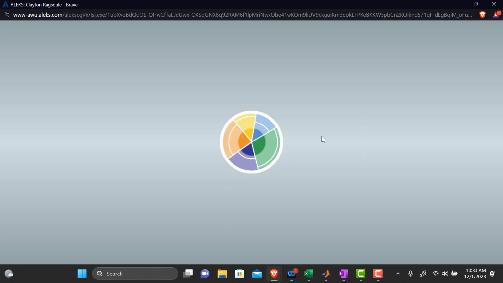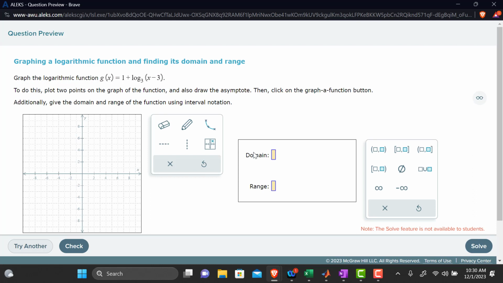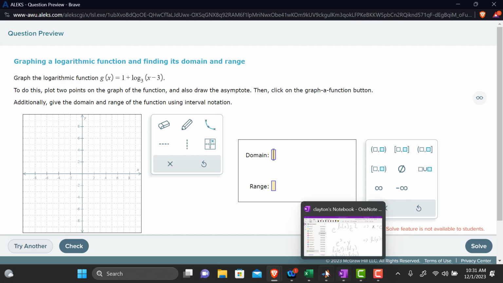Graphing a logarithmic function. So it's similar to the exponential one that we did before. It says to plot 2 points on the graph of the function, and also draw the asymptote. Now in this case, remember with the exponential, we had a horizontal asymptote. With the logarithmic, we're going to have a vertical asymptote. And we'll get to that in a second. So we have 1 plus log base 3 of x minus 3.